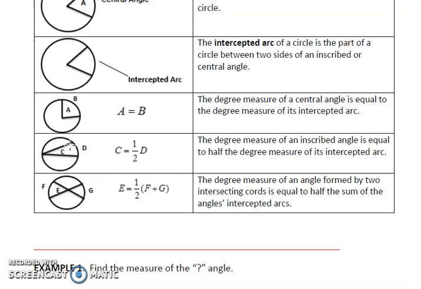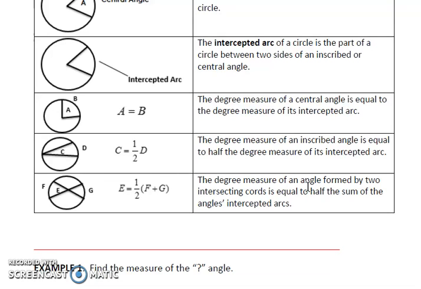arc. So here we have an inscribed angle with vertex on the circle and sides that are chords. And what this says is that the degree measure C of this inscribed angle is equal to half the degree measure of this intercepted arc of the inscribed angle. So C equals half times D, half of D.